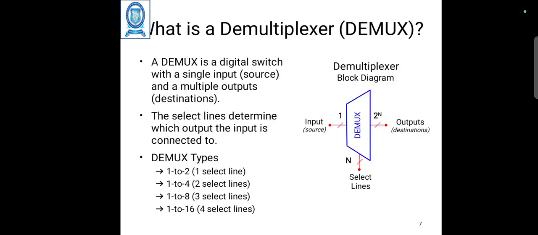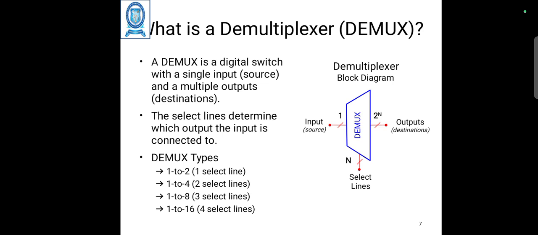And next is the concept of the demultiplexer. It is also known as demux. A demux is a digital switch which takes a single input source and produces outputs to a number of destinations, just the reverse of a multiplexer. In a multiplexer, the output is just a single output, where data will be selected, but here we have a number of outputs. So for example, demultiplexer types are 1 to 2 demux, 1 to 4 demux, 1 to 8 demux, and 1 to 16 demux.